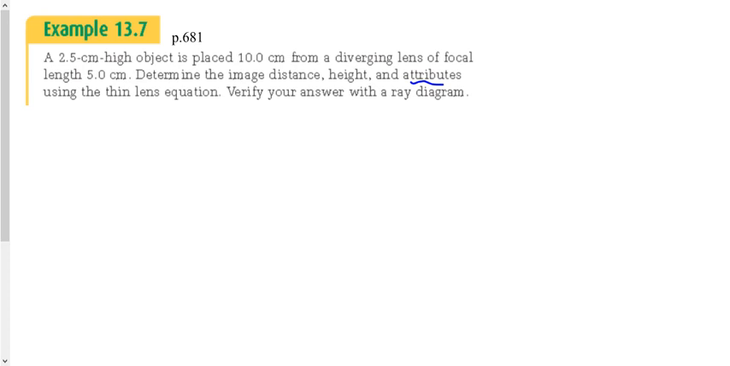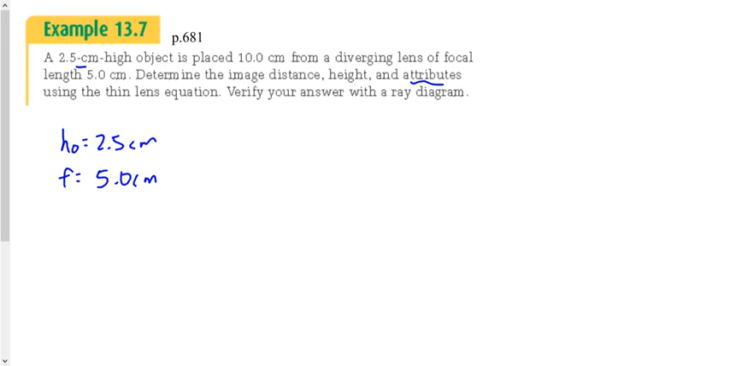What do we got here? A 2.5 centimeter high object. We're going to make that HO. It doesn't say whether it's right side up or upside down, so we're just going to make it right side up by default. Therefore, it's positive. It's a diverging lens of focal length 5 centimeters. I think that's all we have. Is everything right here so far?